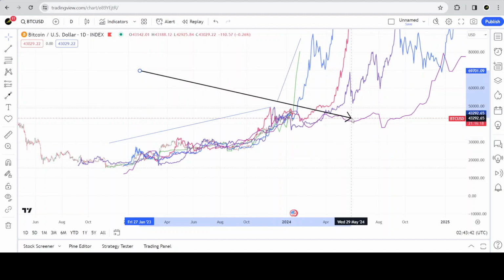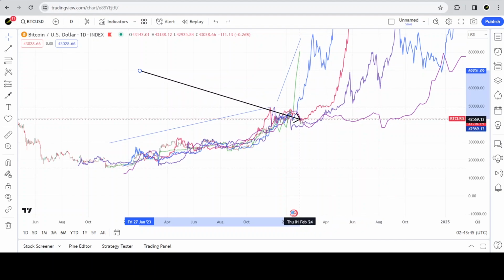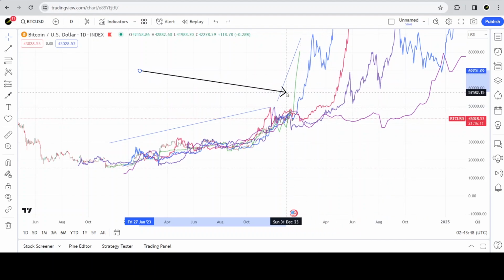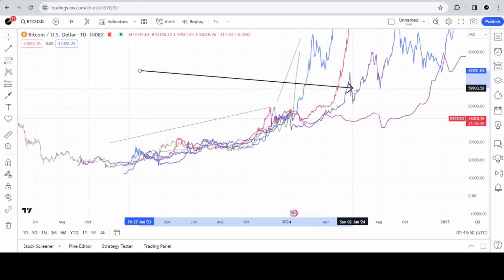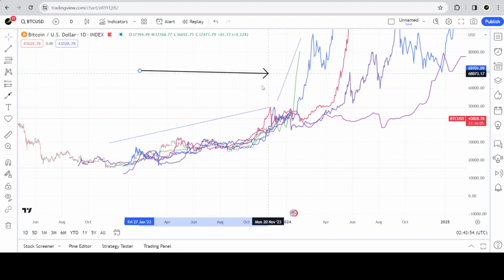Now, there is an exception. This one didn't quite go as aggressive at this point. It eventually did. But for the most part, we can see that the lion's share of these bull run structures, that's what they do. They move up aggressively.